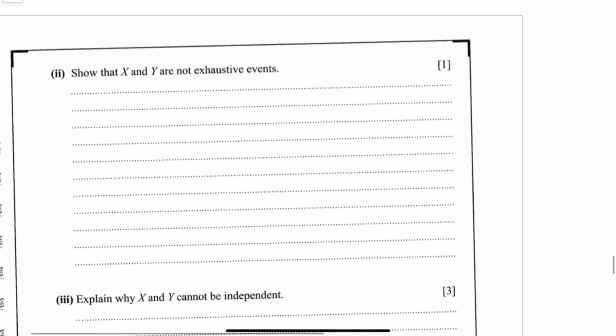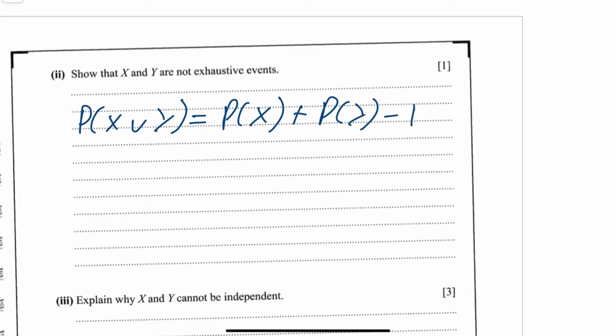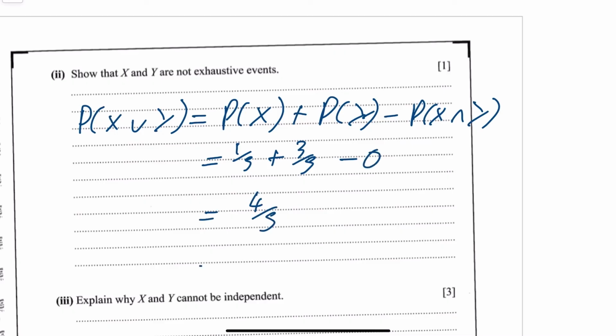Okay, last two questions for us here. It says, show that X and Y are exhaustive events. You're going to look at the probability of X union Y, because it will be 1 if they're exhaustive. So probability of X, probability of Y, we're showing that they're not exhaustive. So that was 1/5 plus 3/5 and then minus 0, which is 4 over 5, which is not equal to 1, so not exhaustive as we had wanted.